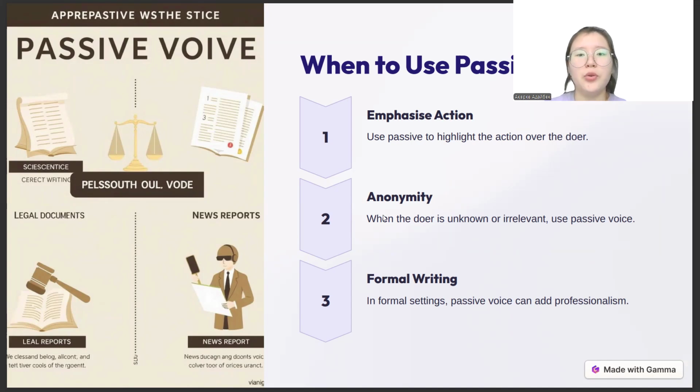And the third situation when we use the passive voice is formal writing. In formal settings, passive voice can add professionalism. We use it in academic goals, or in a job, or in conversations, or in an interview. Oh my God, sorry guys, I'm a little bit tired. When we use this professionalism. Yeah, I hope this is clear. Okay, let's move forward.